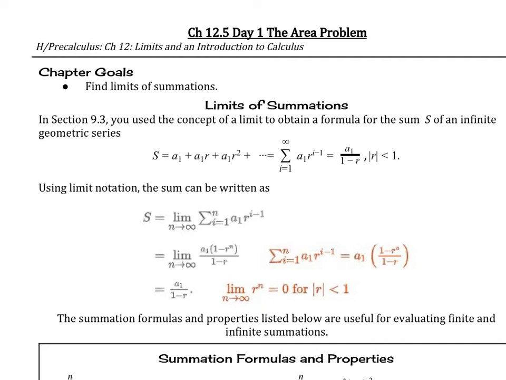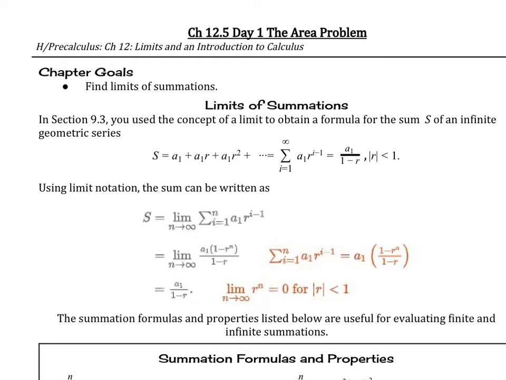Chapter 12.5, the area problem. Our goal is to find the limits of summations. In a previous chapter, we used the concept of a limit to obtain a formula for the sum S of an infinite geometric series. So looking at this geometric series, we wrote it in these ways. Using limit notation, the sum can also be written in these ways as well.